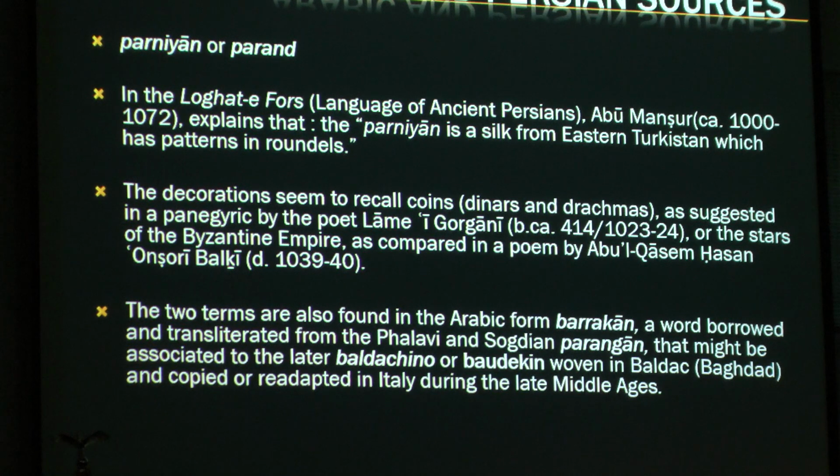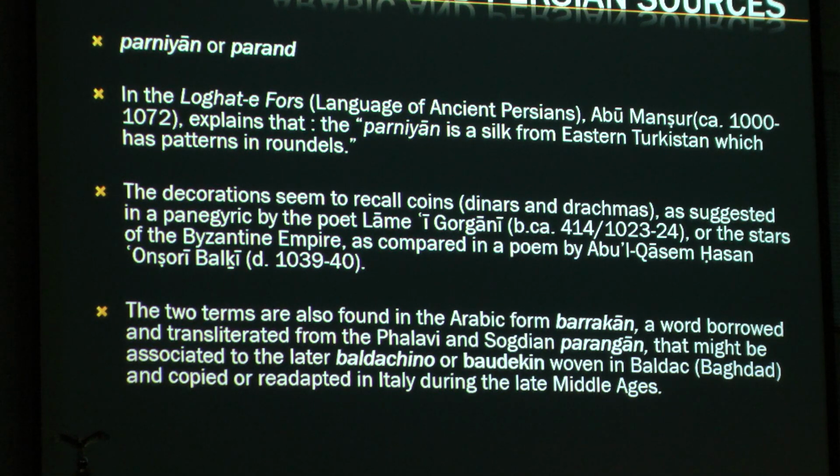The two terms are also found in Arabic form barankan, a word borrowed and transliterated from the Pahlavi and the Sogdian parangan, that by assonance might perhaps be associated to the later baldacchino, or baldachin in English, woven in Baghdad and rewoven in Italy during the Middle Ages.